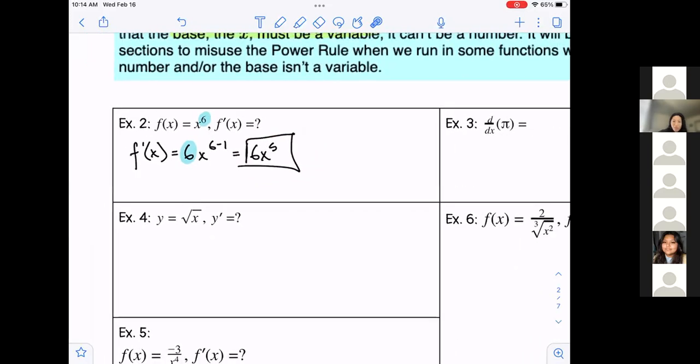I won't give you any other numbers to try, because I think any number to the 5th gets pretty big pretty fast. But what would be the slope at x equals 0? Zero. It would be 0, right? Because 6 times 0 to the 5th is going to be 0.